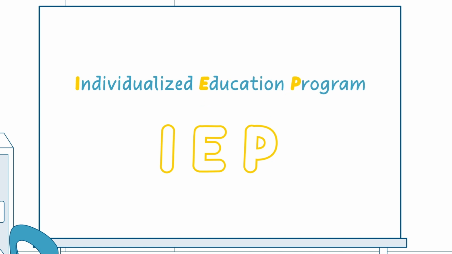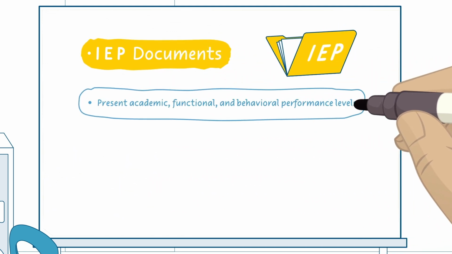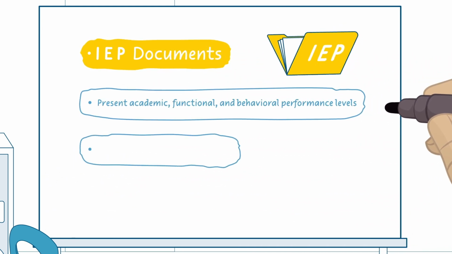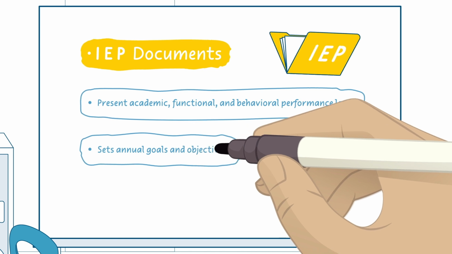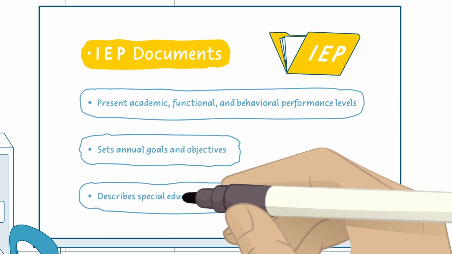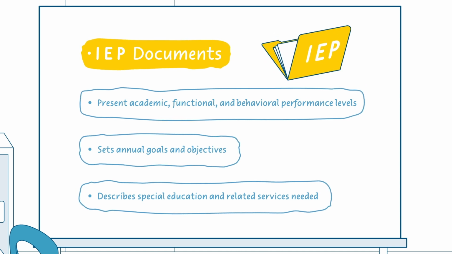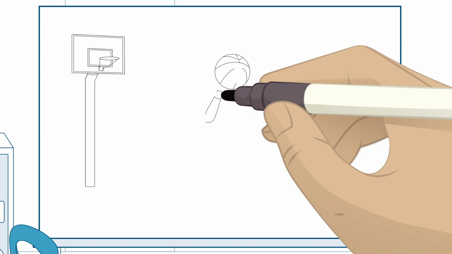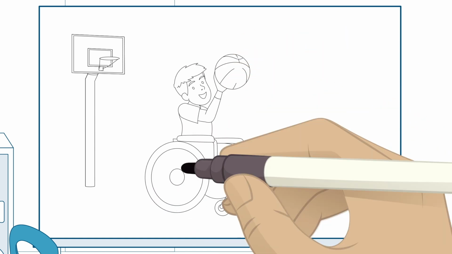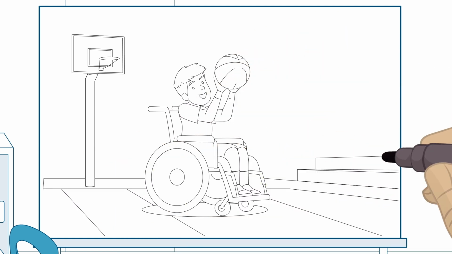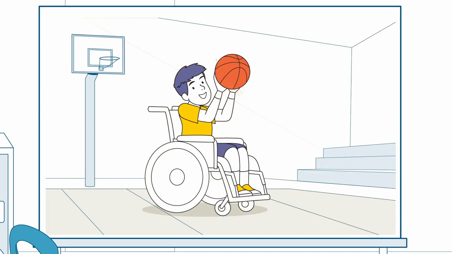Recall that we said the IEP is developed during an ARD meeting. It documents the student's present academic, functional, and behavioral performance levels, sets annual goals and objectives, and describes the special education services and related services needed to meet those goals and objectives. For example, if the child has a disability that confines them to a wheelchair, the school must provide services or accommodation so that the student can participate in all classes and activities, including PE class, trying out for the basketball team, and music class.